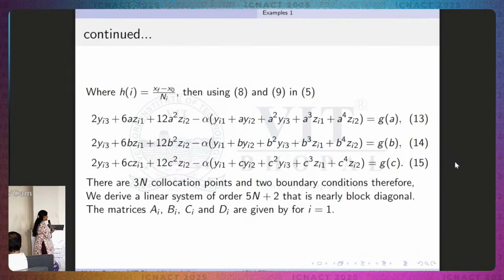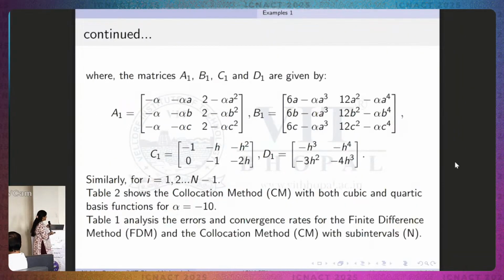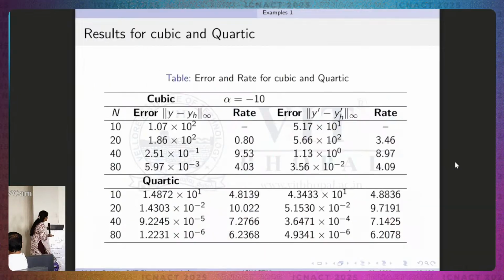Now these 3 linear equations can be expressed in matrix form. So as I have 3n collocation points with 2 boundary conditions, I am getting a 5n plus 2 block diagonal matrix, with elements like this: A1, B1, C1, D1. Now this is the result of cubic and quadratic bases. When I am using the cubic basis, we are getting 4 as the rate of convergence for both the solution and the derivative. For quadratic, I am getting 6 as the rate for both the solution and the derivative.